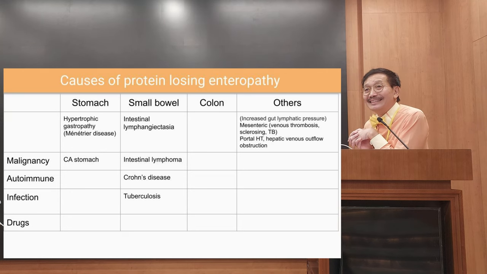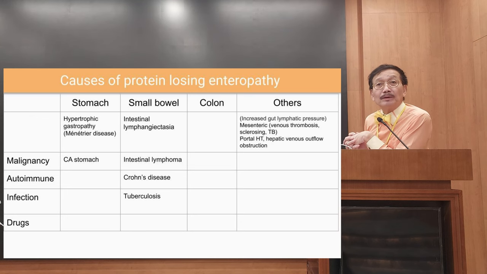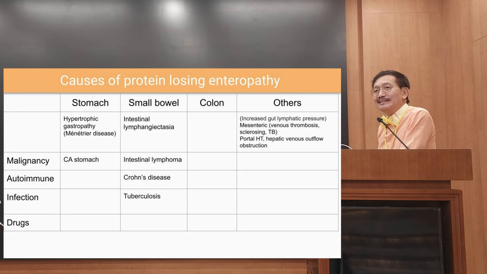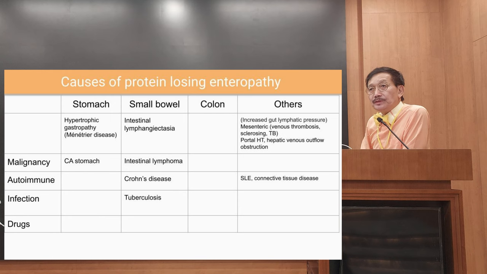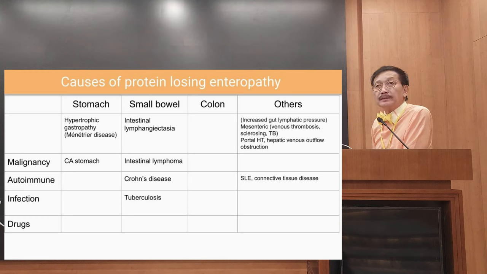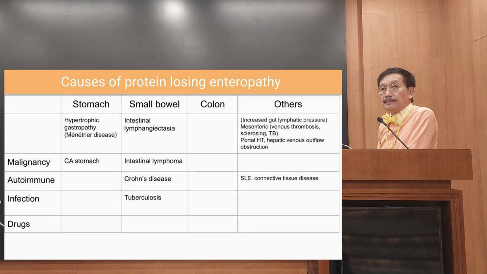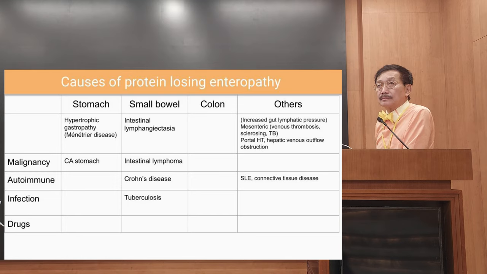Why do you ask me? Lymphangiectasia. You mean you don't know what I'm talking about? Dilated lymphatics. And there's one more condition, autoimmune diseases. SLE usually presents with serositis, but on certain occasions they can also present with protein losing enteropathy. Usually it's rather late stage, so the patient will already have a known diagnosis of SLE, but there may be protein loss too.